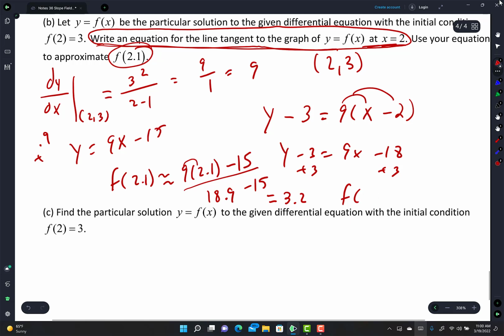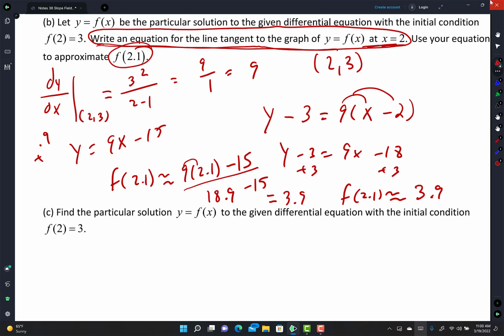So here it is, finally, guys. We'll even look at the rubric to see if we got the full credit. 18.9 minus 15 is 3.9. So f of 2.1 is approximately 3.9. We'll check to see if we got all the points.